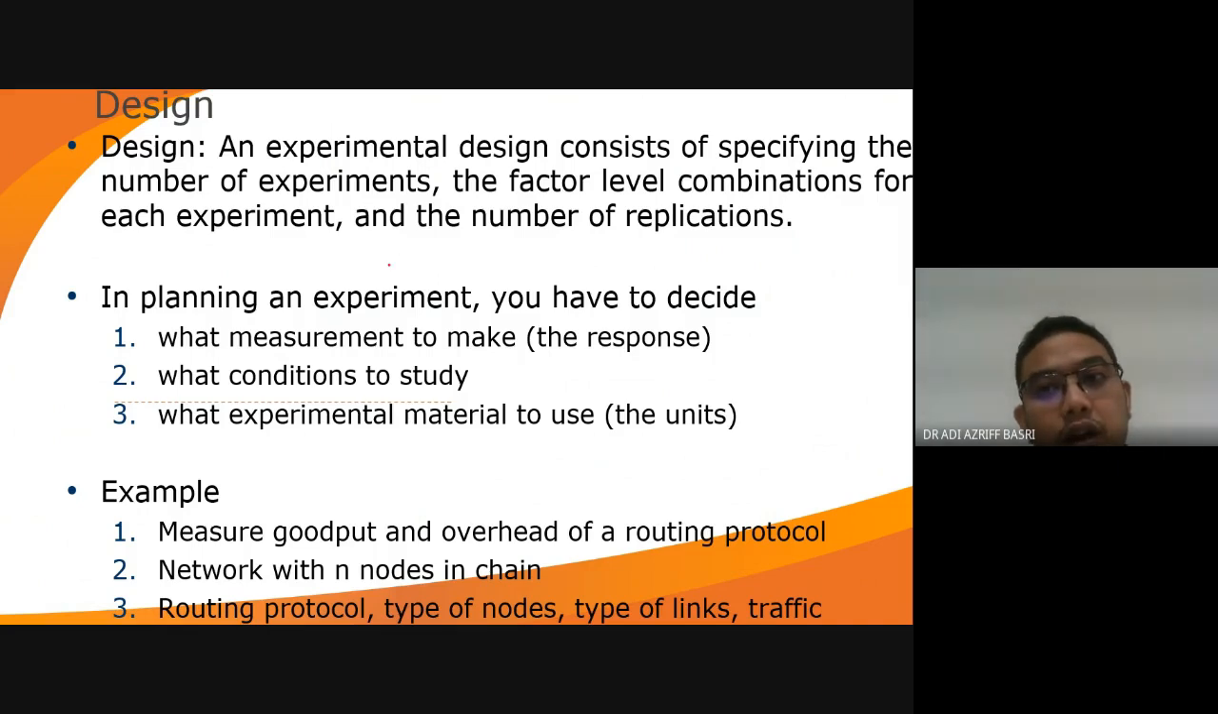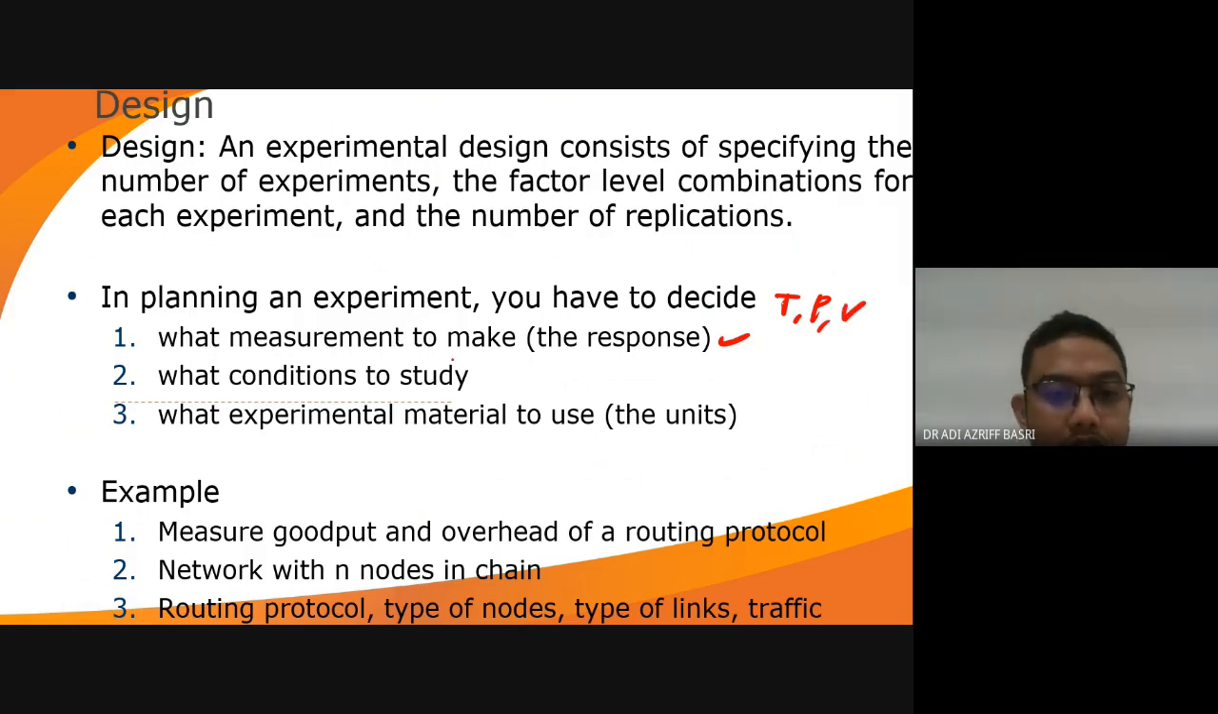In terms of design of an experiment, the design consists of specifying the number of experiments, the factor level combination for each experiment, and the number of replications. In planning experiments, you have to decide before you start what measure to use for the response. What do you want to see? For example, you want to measure temperature, pressure, or velocity. So you need to define it.